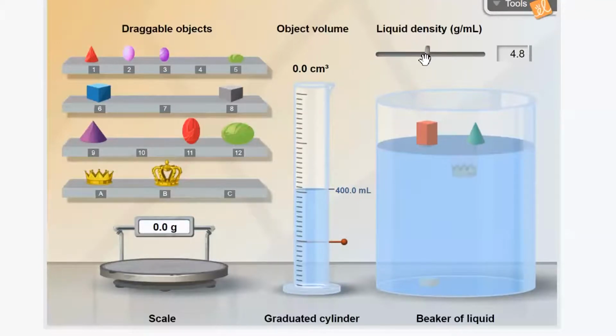Well, now you see the crown is slowly going down. So now if we raise it up just a little bit, just a little bit, just a little bit more. So you see what's happening there. We're approaching a point which is about the same as the density of the crown. And so if we lower it just a little bit, it goes down. If we raise it just a little bit, it goes up. And so that must be very close to the actual density of the crown.